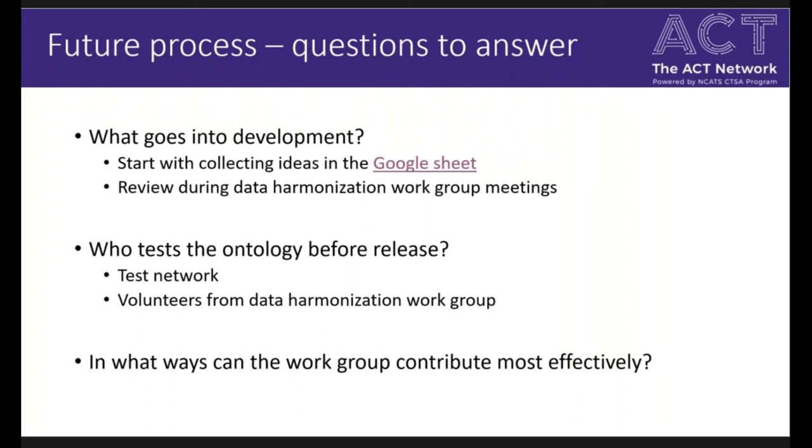So this is the last slide that I have to review today. Really, I just want us to talk openly about, selfishly, three questions here, but anything else too related to the process. My goal would be to take some sort of process map to the next data harmonization work group meeting, which is coming up, I think, July 1st, so a week and a half, two weeks from now. We want everyone to be able to contribute what goes into the ontology, and we've set up a Google Sheet for that. I don't want to go into detail here; we've discussed it in our work group meetings.